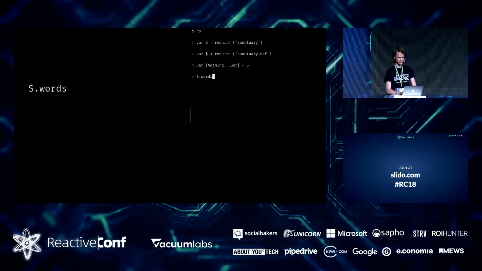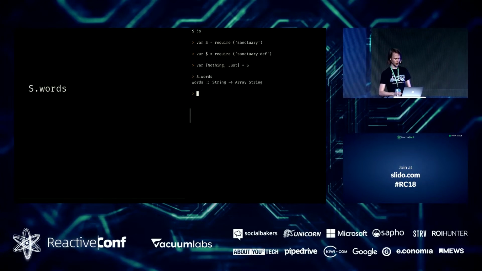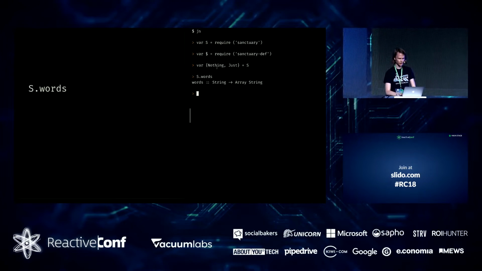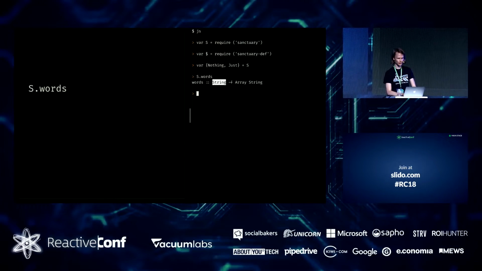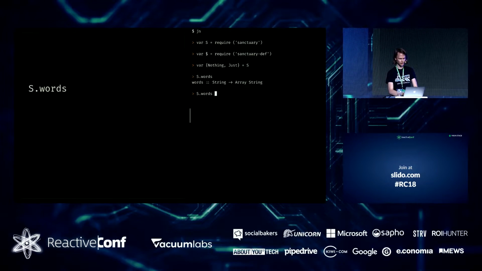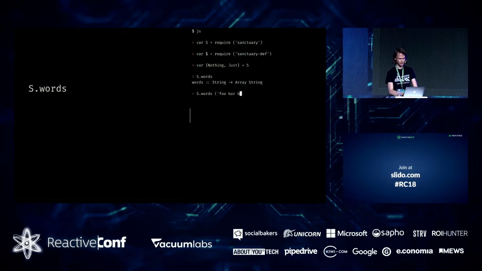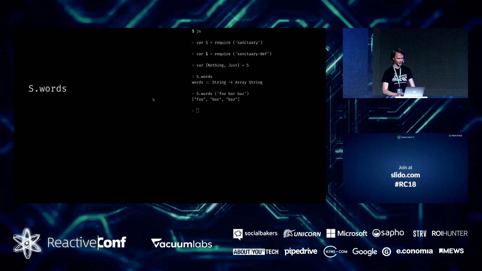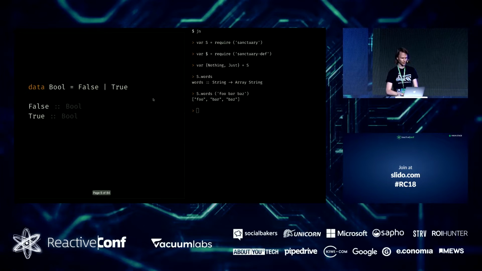So S.words. If you just type in any function name into the REPL, you'll get back the type signature. So we can see that words takes a string and returns an array of strings. So let's check that it really does do that. Great. So we've used a function. Yes, no surprises so far.